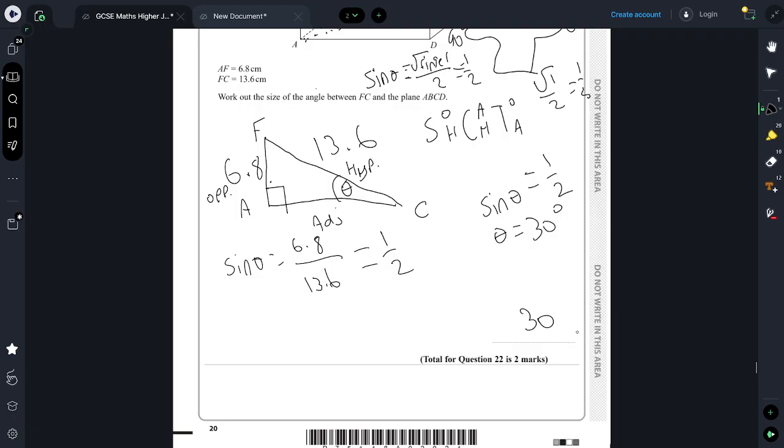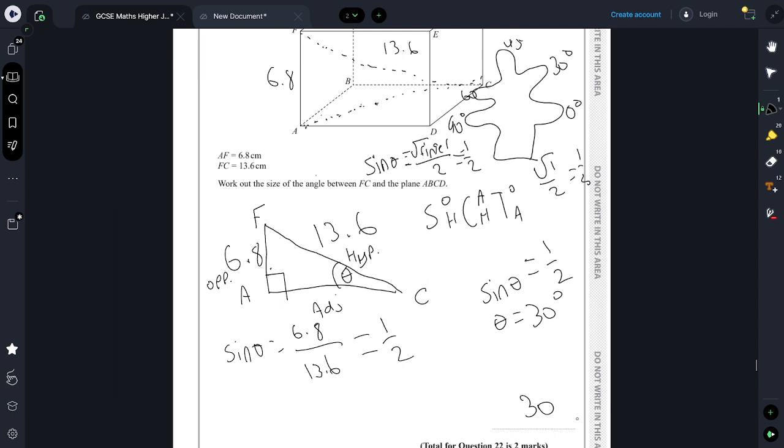Some people are like, ignore it. You can do that for 2 marks if you don't want to bother with it. It's not the end of the world, but aim for perfection, right? Aim for as many marks as you can. That's the best strategy.